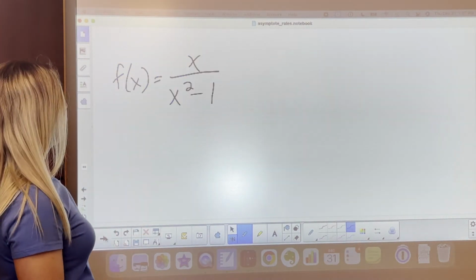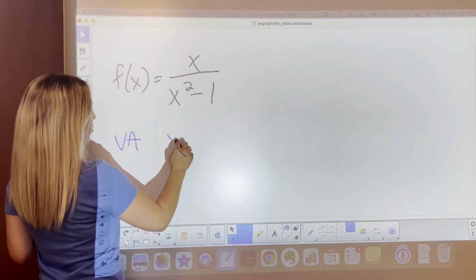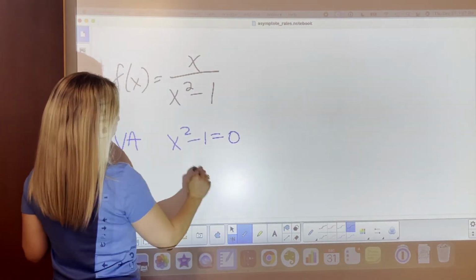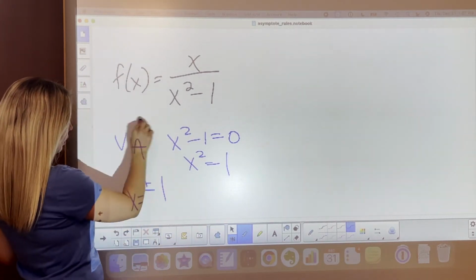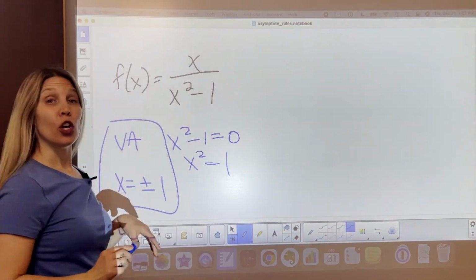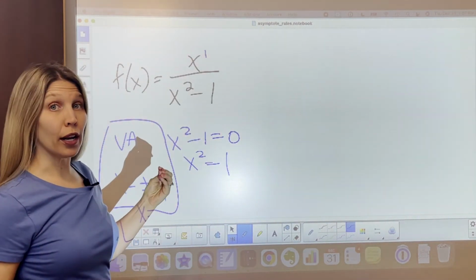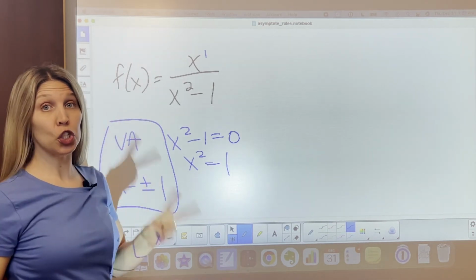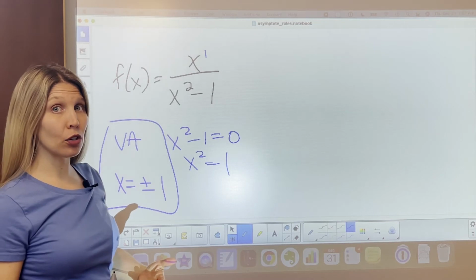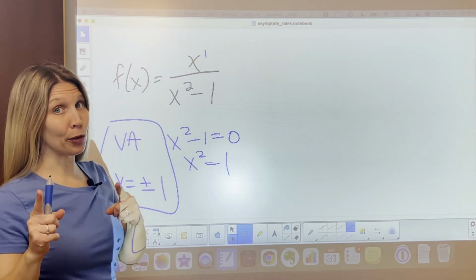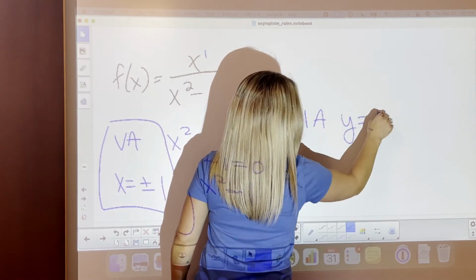Okay, next. Vertical asymptote. So your vertical asymptote, again, you're going to put the denominator equal to 0. So you're going to get x equals plus or minus 1 for your vertical asymptote. Your horizontal asymptote, your degree in the numerator is 1. Your degree in the denominator is 2. So when the numerator degree is smaller than the denominator degree, do you remember? If not, look back at your notes. Your horizontal asymptote is going to be y equals 0.